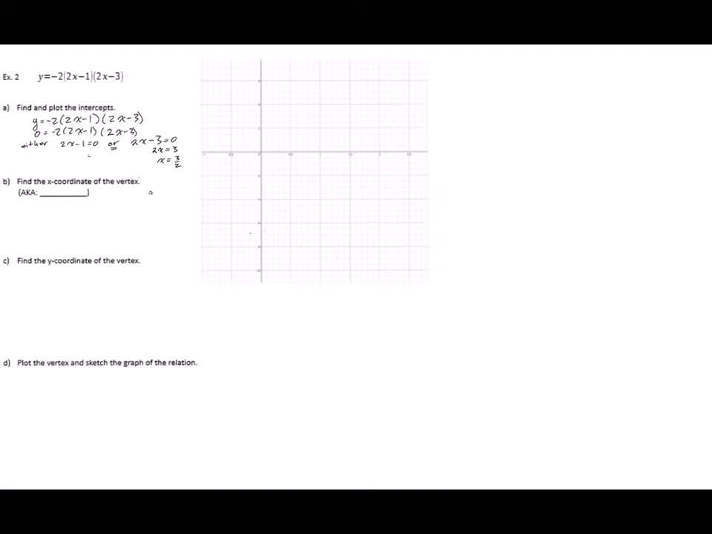Do the same for the other side. 2x = 1. Solving for x, x is 1/2. So now what we're going to do is take our time and graph those points on this really detailed chart.